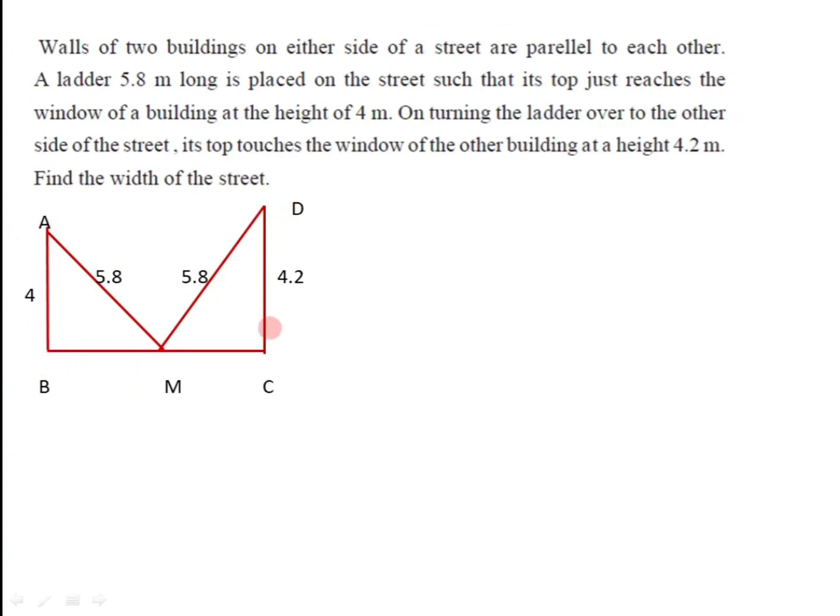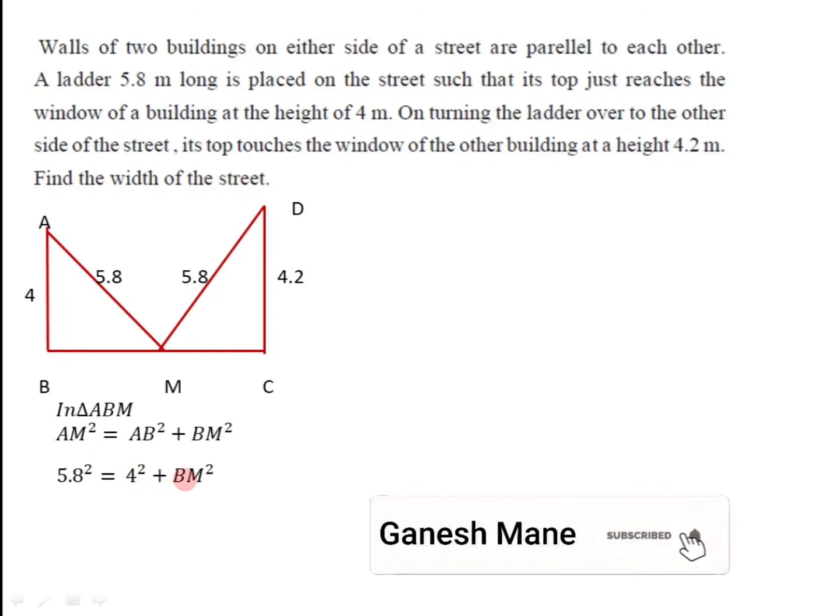Now, as these are the two buildings, they must be perpendicular to the street. That means AB must be perpendicular to BC and DC must be perpendicular to BC. So if these two are perpendicular to the ground, then triangle ABM must be a right angle triangle. And in that we can use the Pythagoras theorem, and by that we have AM square, that is hypotenuse square, is equal to side 1 square plus side 2 square, that is AB square plus BM square. Now AM is 5.8 square is equal to AB is 4, that square, plus BM square.